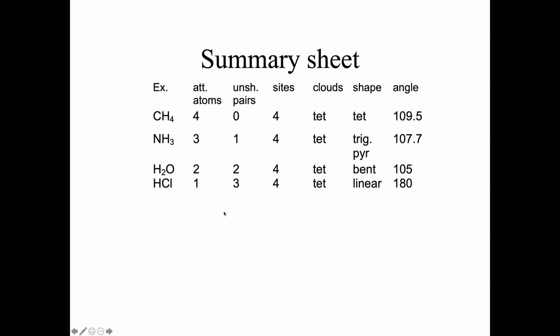All right, so picking up where we left off, just breaking this up into two videos. So this is all the examples where there are 4 sites, but just to remember what we've done, when you count up, all of these add up to 4 sites. This is counting attached atoms and unshared pairs. 4 sites, the clouds, the pencils, if you will, go to the corners of a regular tetrahedron, so the clouds will be tetrahedral. All I'm going to ask you is this column, but this is how you get there.